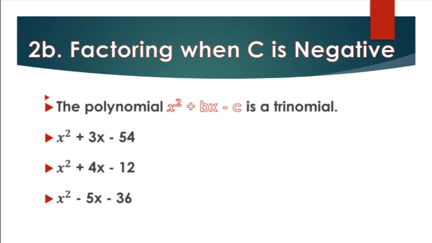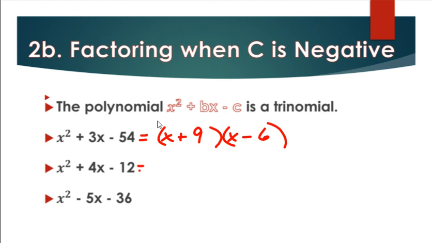Do more of those where the c is negative. Put our two parentheses down for our binomials, our x's. So the middle term is positive, so I need a bigger number positive, smaller number negative. To get 54, I know I have 9 and 6 to give me 54. 9 times a negative 6 is negative 54. 9 plus a negative 6 is a positive 3. So this would be my answer.